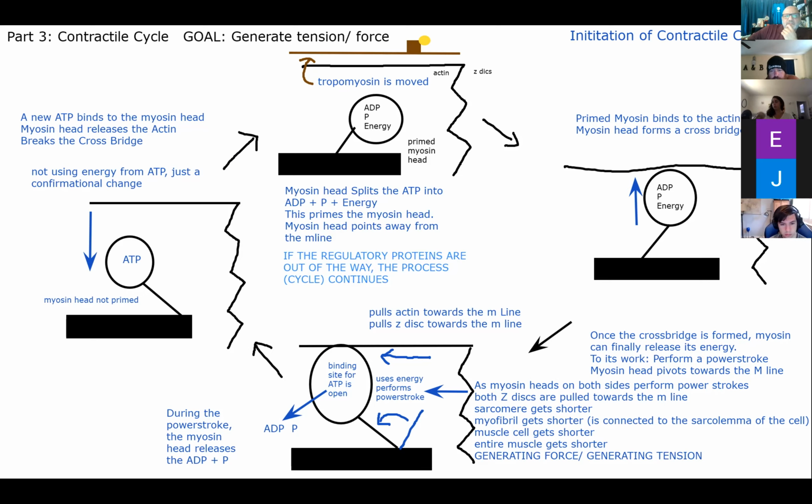There you go. There is our contractile cycle. It really is like climbing a ladder. Prime, grab, pull, let go. Reach, grab, pull, let go. All right? Myosin head primes, forms a cross bridge, power strokes, breaks the cross bridge. Primes, forms cross bridge, power stroke, breaks cross bridge. Prime, and around it goes.